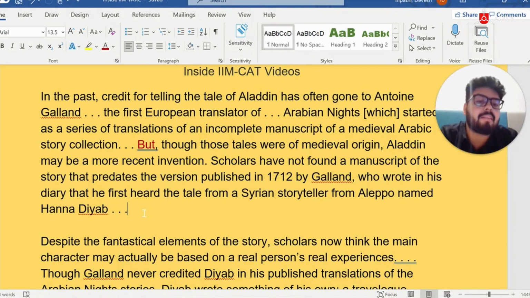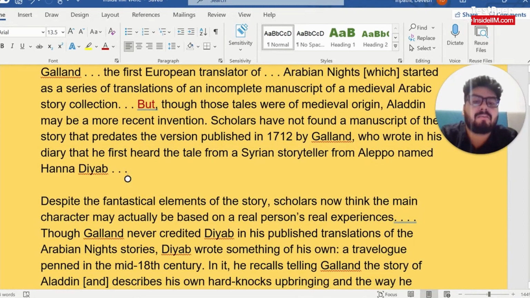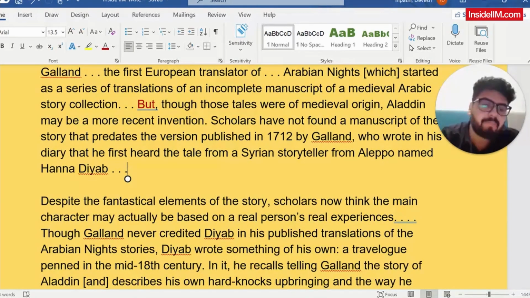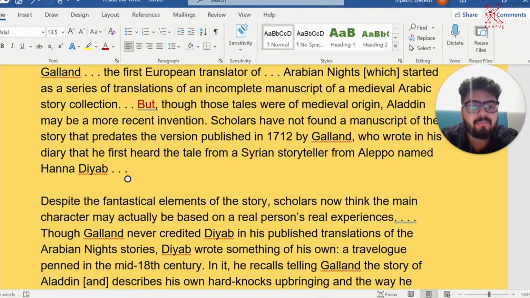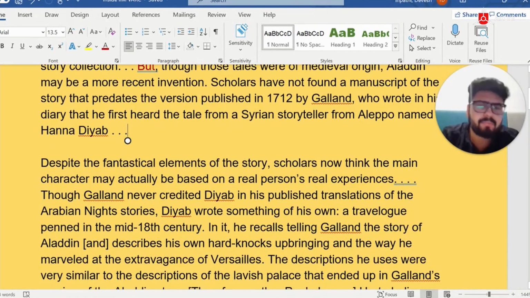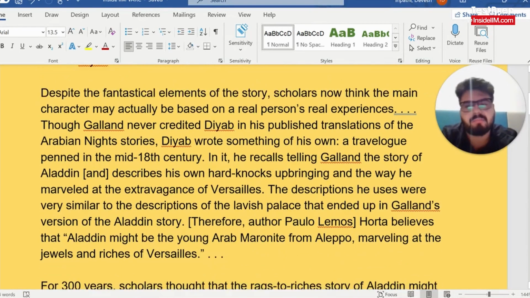Now, the author says that Galland wrote in his diary that he first heard the tale from a Syrian storyteller from Aleppo named Hanna Diab. So, before that we don't know. One thing we know for sure is that this guy heard this story from a Syrian storyteller from Aleppo named Diab. This is what we get to know, but this thing he writes in his diary. This is important.